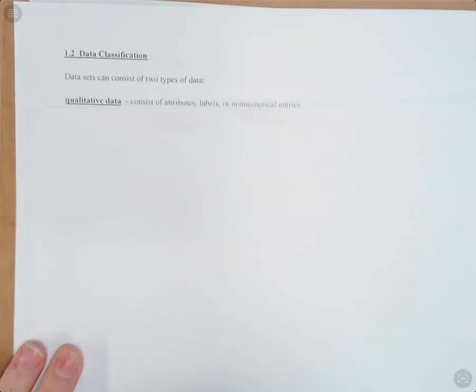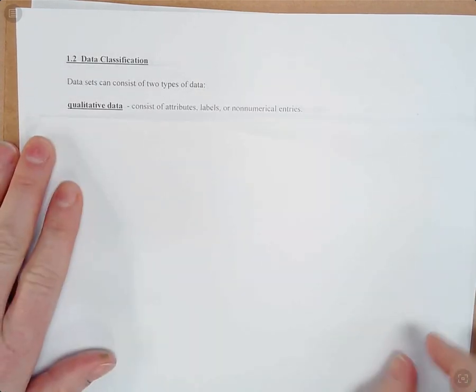Oh, okay. All right. So sets of data consist of two types of data. I'm going to have to pick one and stick with it. Data. Qualitative data consists of attributes, labels, and non-numerical entries.